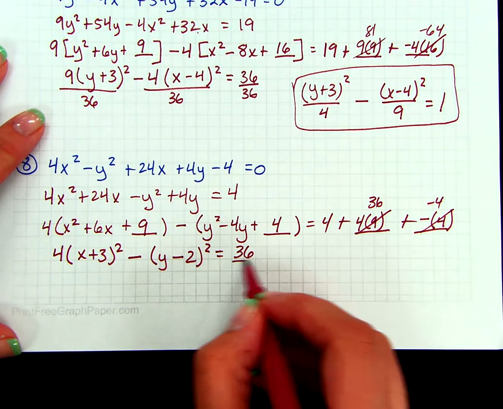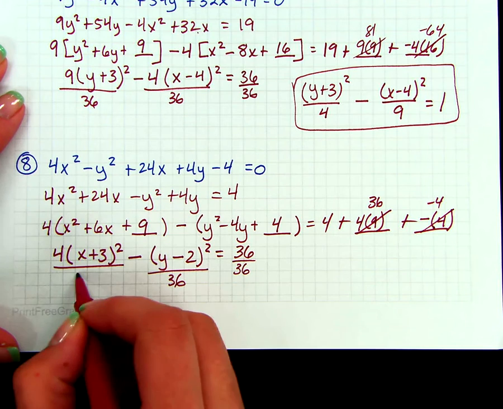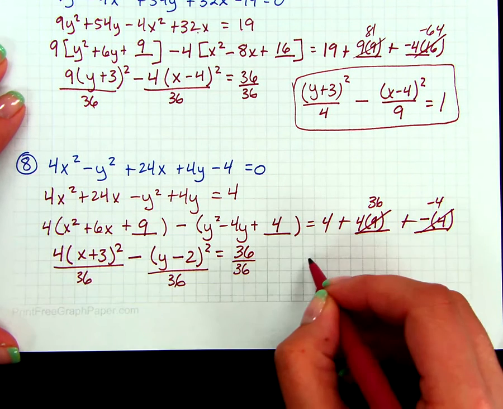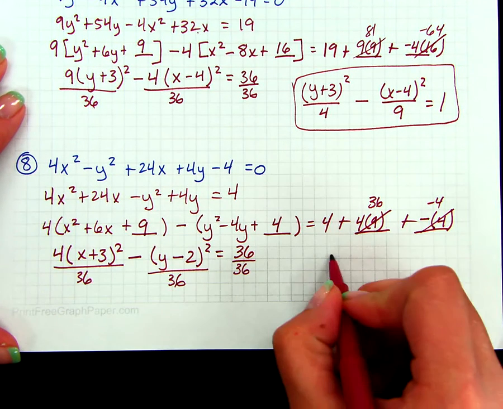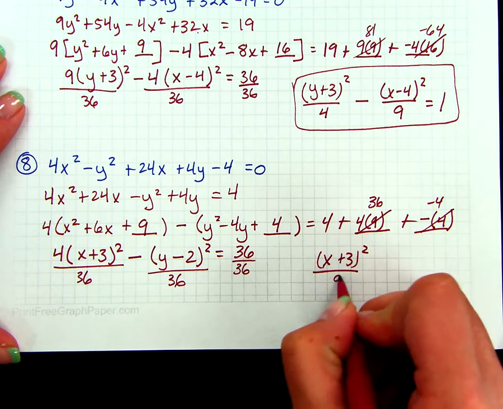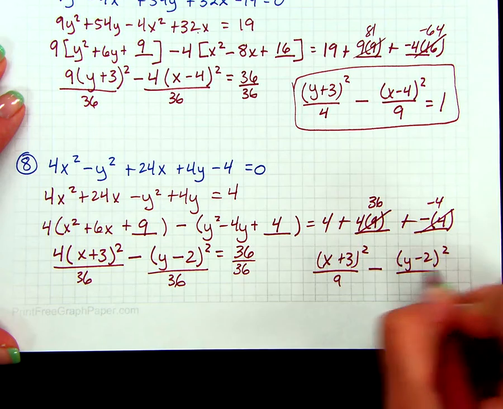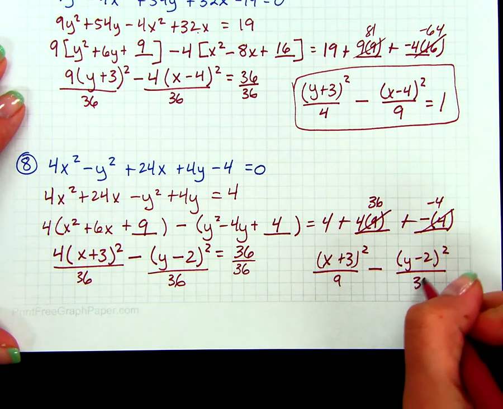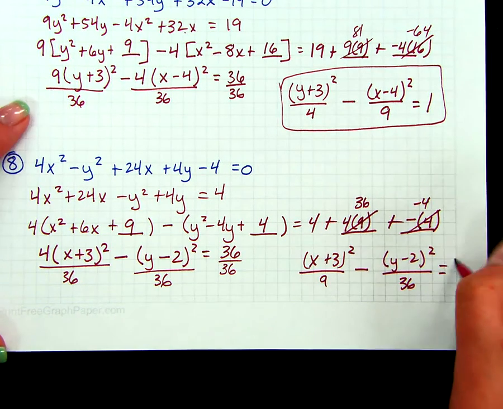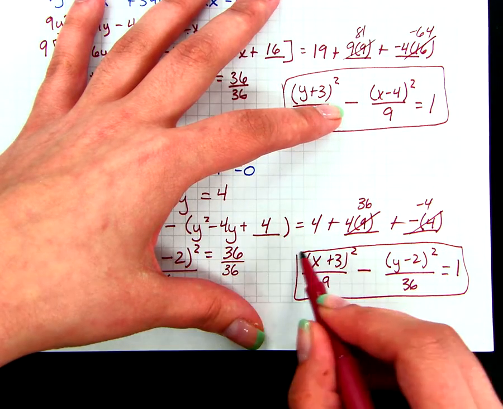And then we divide both numbers by 36. So this will reduce to 9. So we'll have x plus 3 squared over 9 minus y minus 2 squared over 36 equals 1. Again, this would be my final answer if we were rewriting those equations.